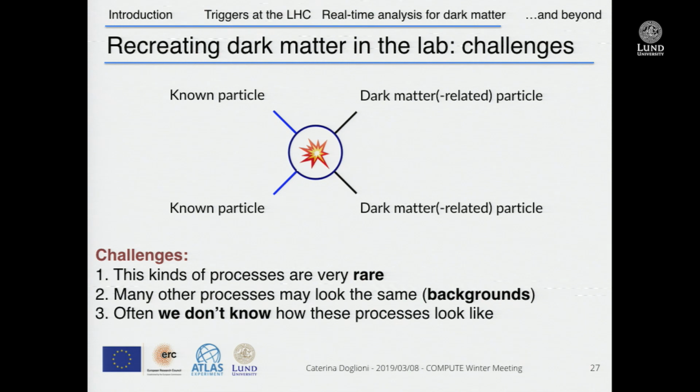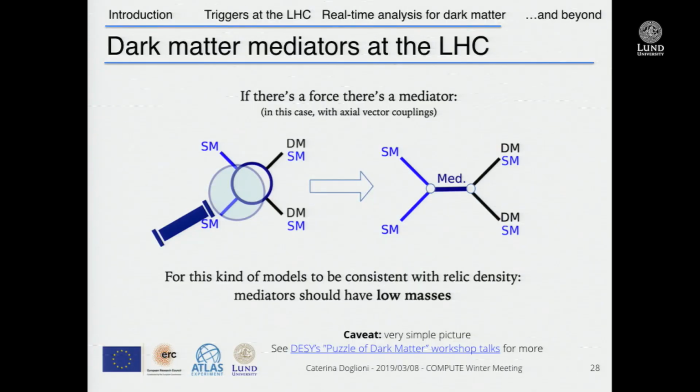This already presents challenges, because if we've not seen it so far, it means that these processes are very rare. So it could be that we just have to collect more data. The second problem is that many other processes look the same. These are our backgrounds. The third problem is that we don't know what these processes look like. This is a hypothesis, but maybe there's more. Maybe dark matter presents itself in different particles that we haven't thought about. So we have to make some more hypotheses, spherical cow like.